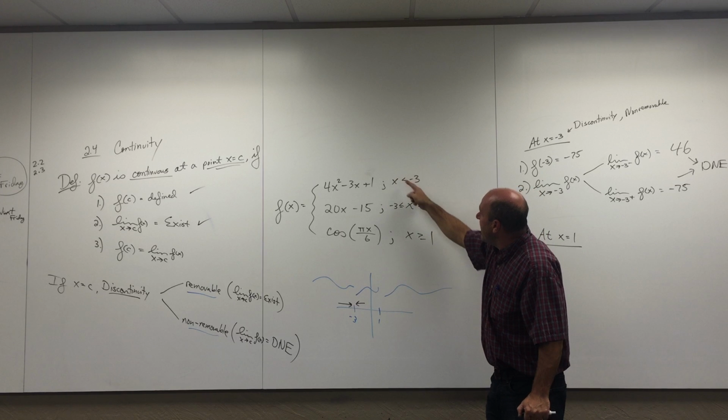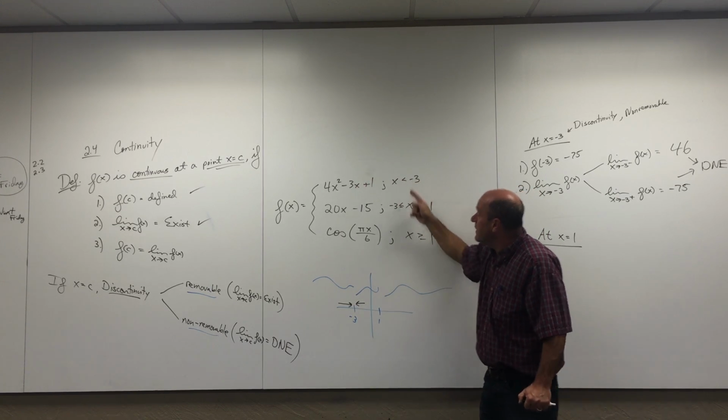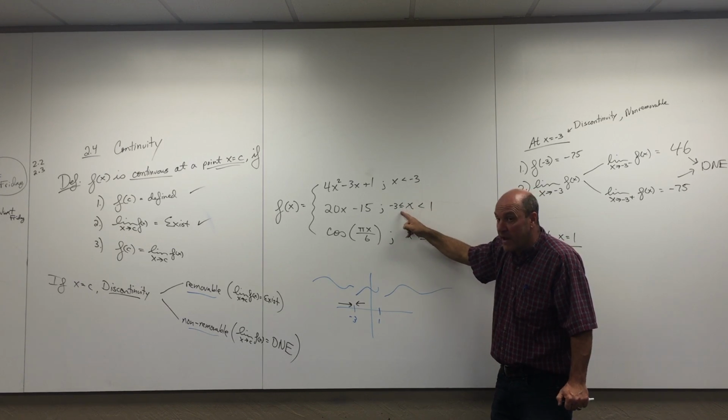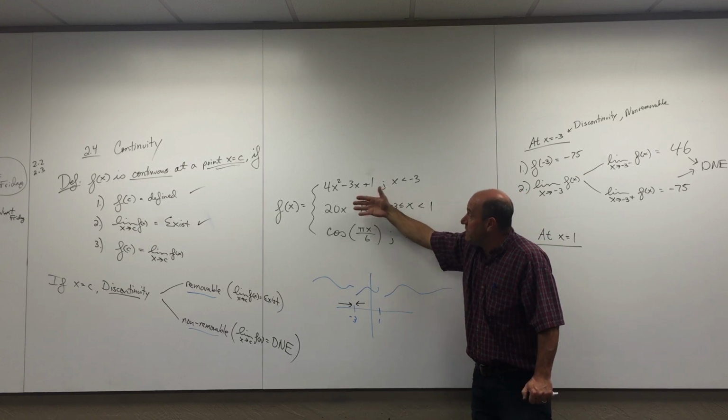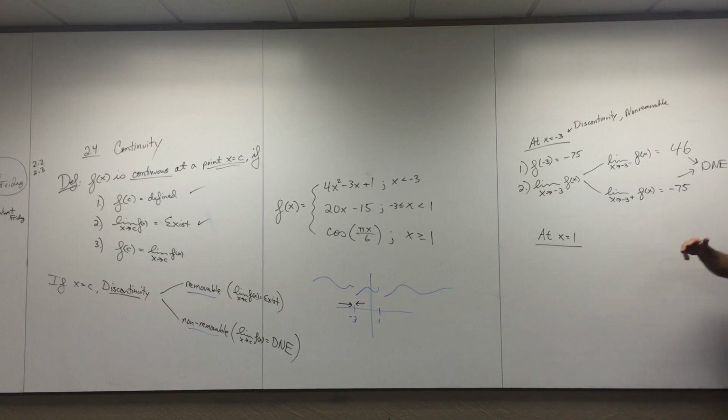When you're on the left of negative 3, you're using this to investigate the left side of negative 3. When you're on the right side of negative 3, that's what this says: x is greater than negative 3. You use this to investigate the right side of negative 3. I investigated the left and right side of negative 3 when I did this limit. I did the limit from the left and the limit from the right, and I got these two different answers. That was the key.